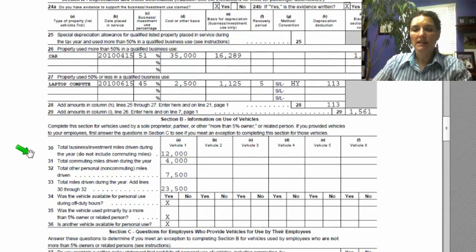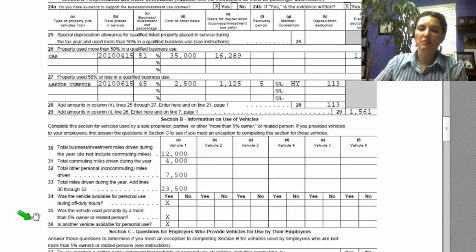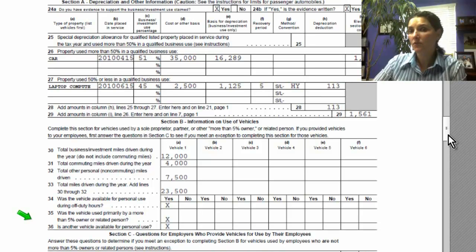Of course, we have to complete Section B and answer the appropriate questions, according to the number of business miles, the number of commute miles, the total number of personal miles, and the total number of miles put on the vehicle. Was the vehicle available for personal use during off-duty hours? Was it used by more than 5% owner? Those are questions that we did answer, and we didn't provide you with the information. We just sort of punched in some answers. But in the real world, of course, you would interview your client and get that information.